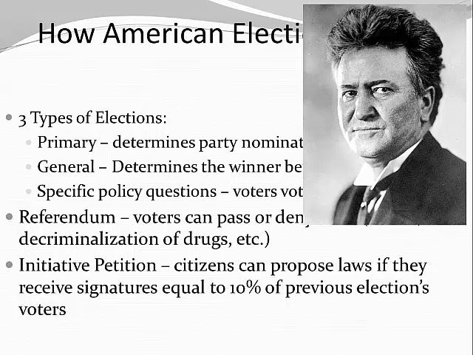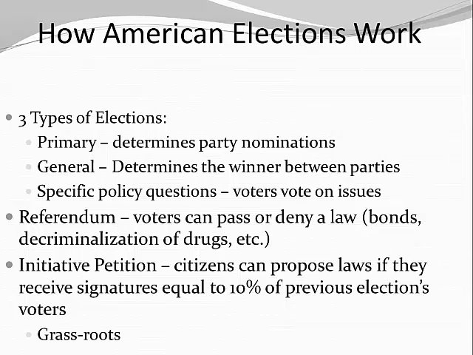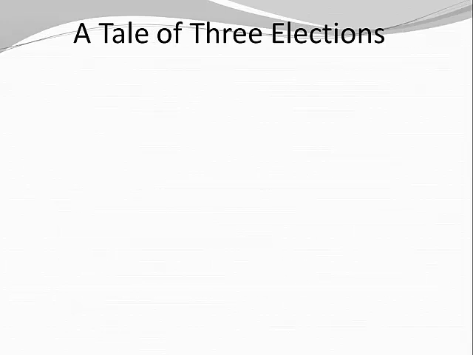And the initiative petition is the idea that citizens can propose laws if they receive signatures equal to 10% of the previous election's voters. So once they get signatures of 10%, then they can propose a specific law. And these vary by state. And this is an example of grassroots, which means that really the ideas come from the people, from the bottom up, as opposed to top down from government officials.